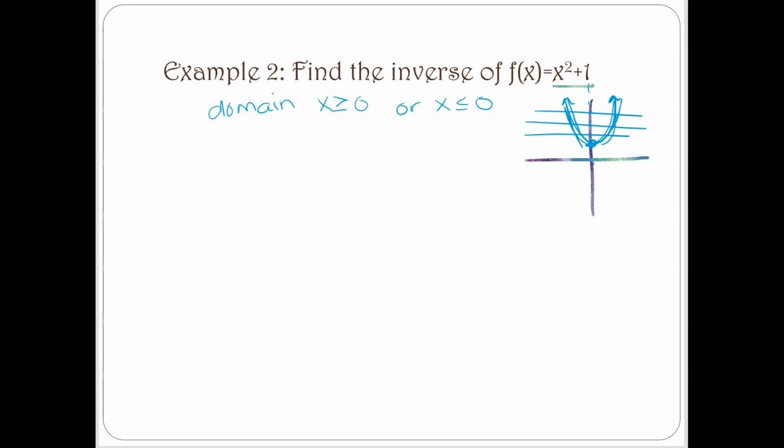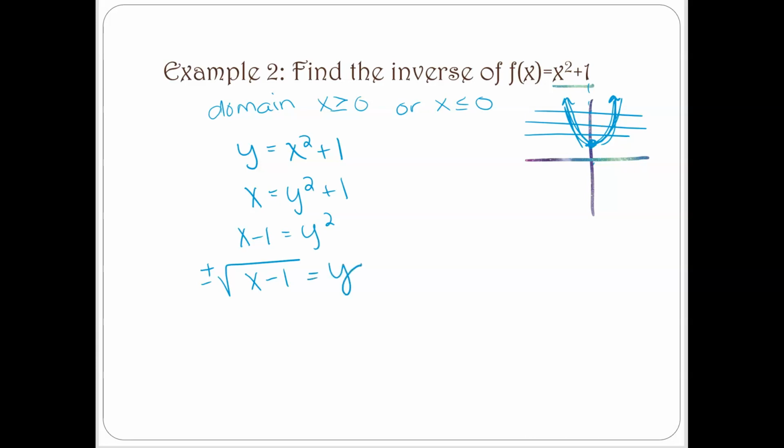So let's go through and find our inverse. So we're going to change f of x to y. Then you're going to switch the x and y's. You're going to solve for y. So you'll see it works. When you take something squared, you have to put a square root. But when you put a square root, you need that plus or minus. So we get y equals plus or minus the square root of x minus 1. And this plus or minus directly relates to our domain.